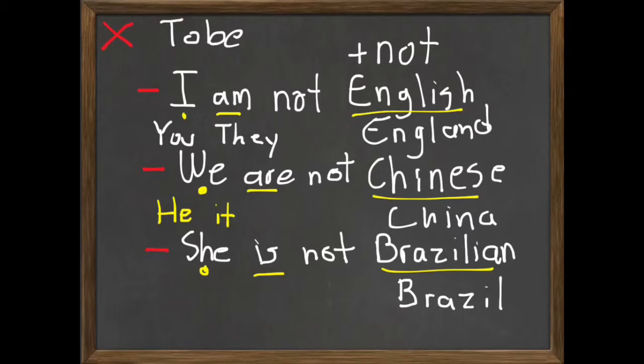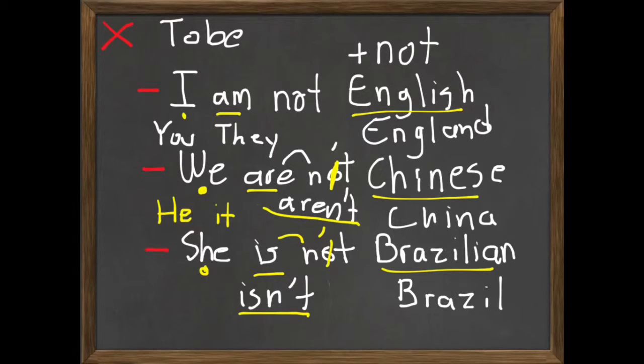Here we can shorten these sentences by taking out the O from the not and adding an apostrophe, joining these words are and not, and it would give us we aren't Chinese in this case. Also, in this example, we take out the O, add an apostrophe, and join these words, and it will give us isn't. She isn't Brazilian. They are both negative, but both of these shortened forms, aren't and isn't, are used only when speaking, not when writing. Or at least not most of the time.